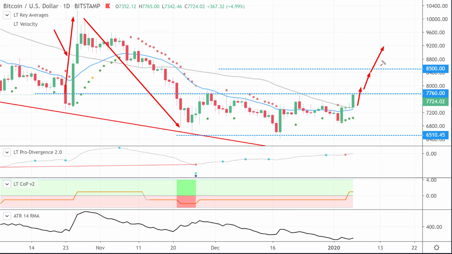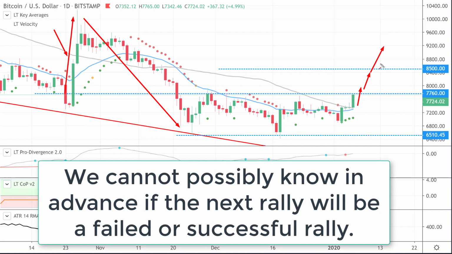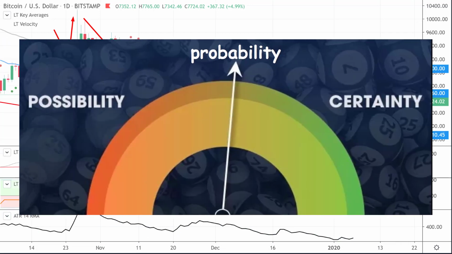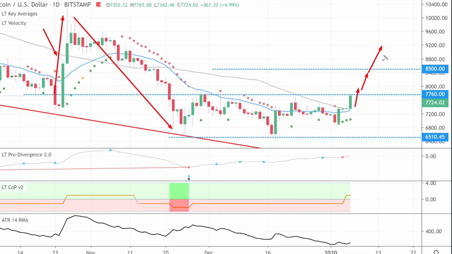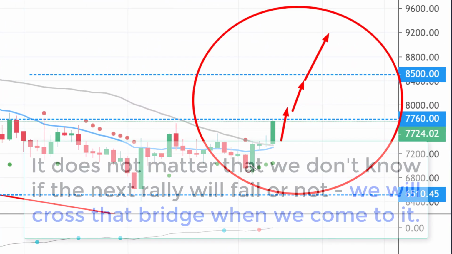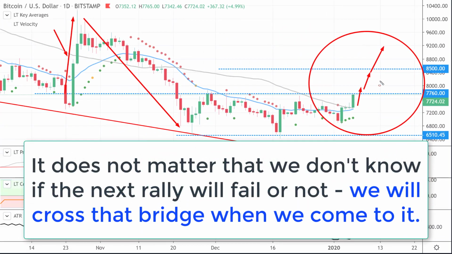Well, here's the thing, guys, we don't know. There's no way we can possibly know that the next rally is going to be a failed or a successful rally. The bottom line is, guys, as I'm sure you probably know, this is a game of probabilities. There are no certainties, there's only probabilities. So the bottom line is we don't know if the next rally is going to succeed or fail. Let's see what the price tells us. And there are ways we can actually find out if the rally is going to succeed or not.